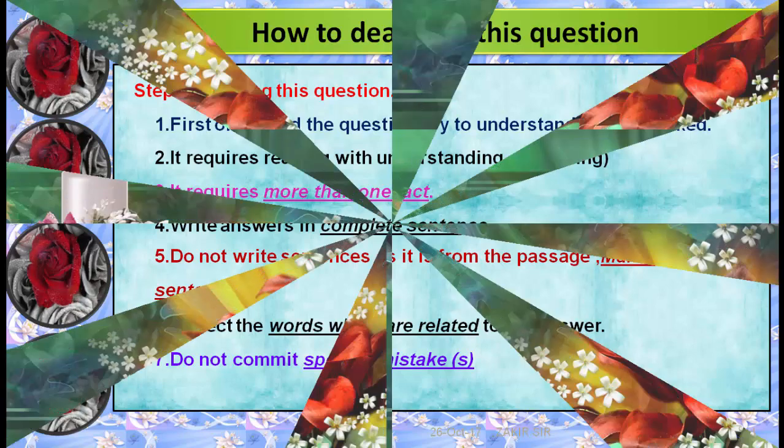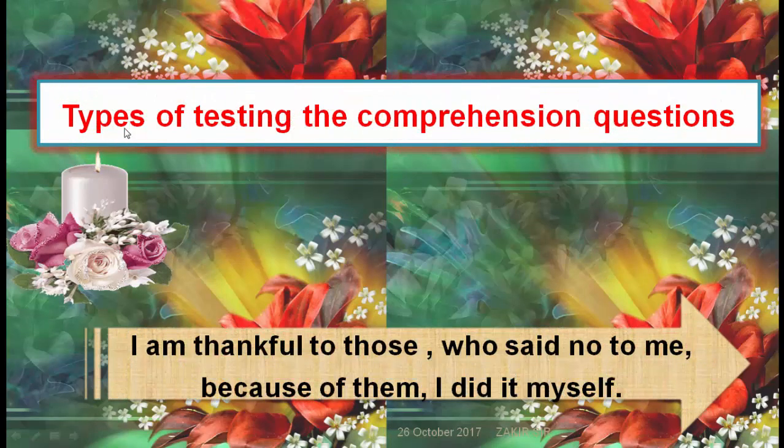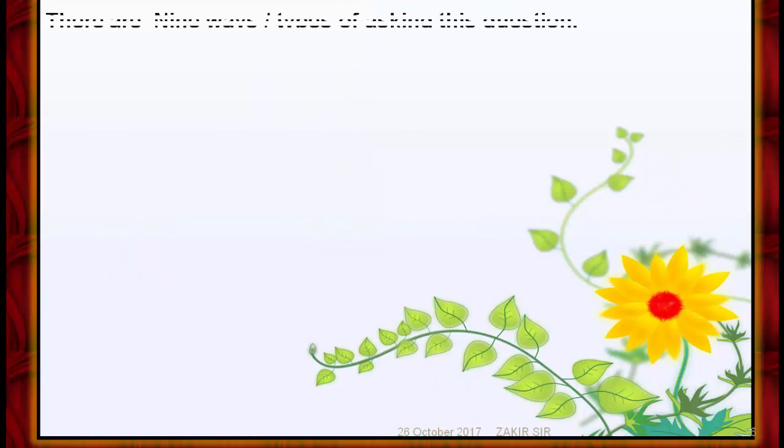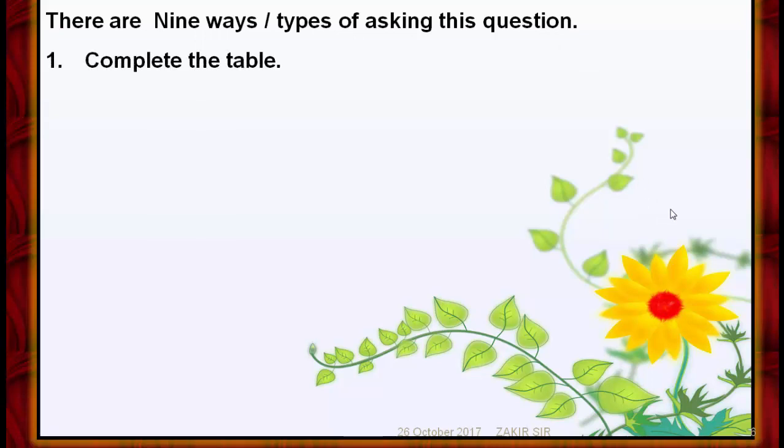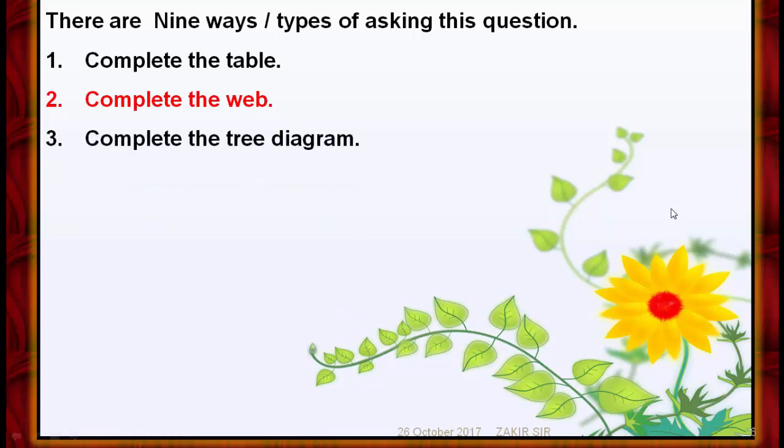Now, my dear friends, let's see the types of testing the comprehension question. It is the A2 question given below the passage, and now we are going to see what the types of this question are. Look at this. There are 9 ways or types of asking this question. The first one is complete the table. The second one is complete the web. Next one, complete the tree diagram.